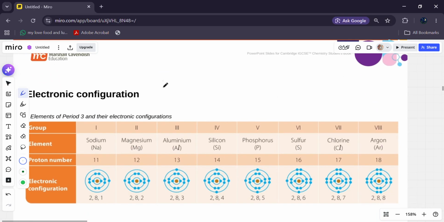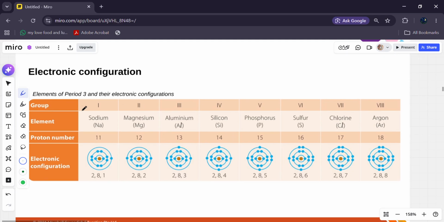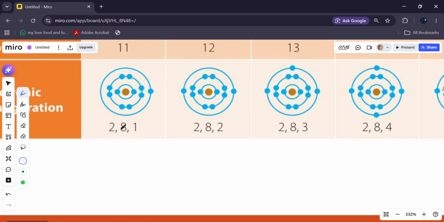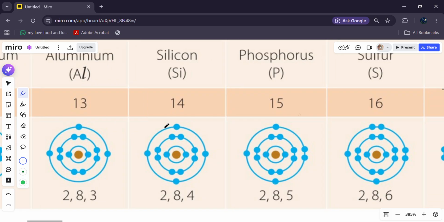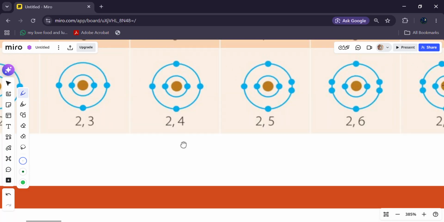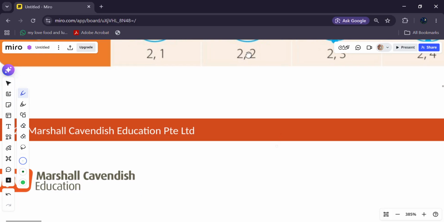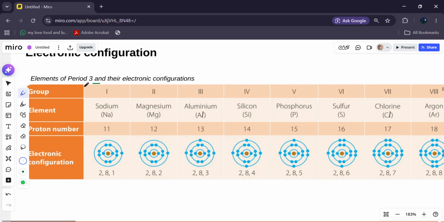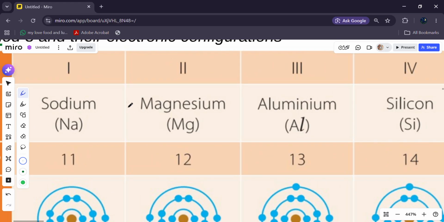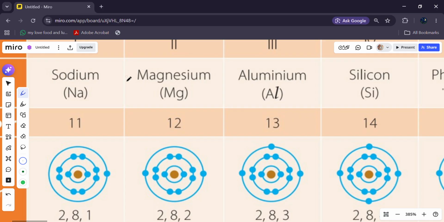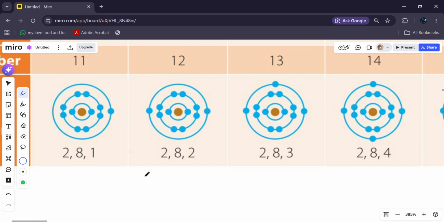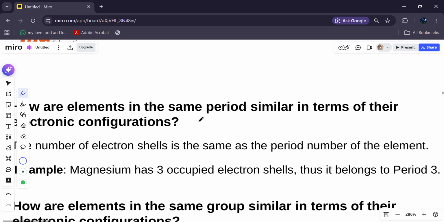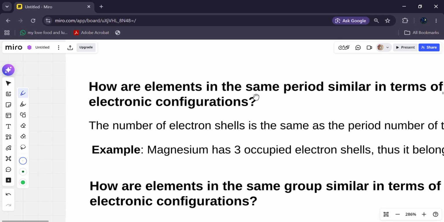So here are the electronic configurations of period 3. Have you noticed that period 3 has higher proton numbers compared to period 2? That is because, remember, as we go down the periods, elements tend to have higher proton numbers. So, how are elements in the same period similar in terms of their electronic configuration?